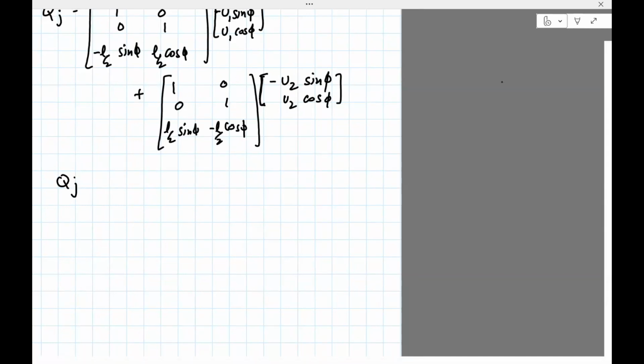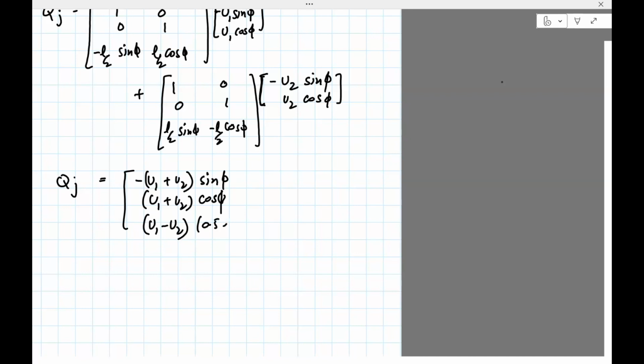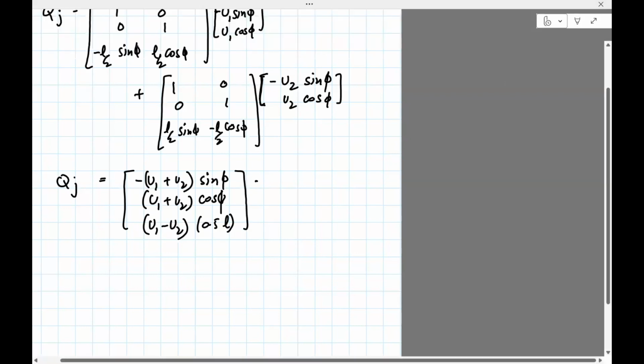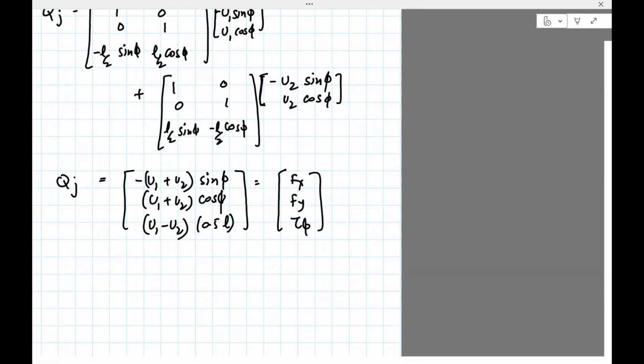Qj is minus (u1 plus u2) sine of phi, (u1 plus u2) cosine of phi, (u1 minus u2) times 0.5 L. Okay, so what we have here is the force in the x direction, force in the y direction, and the torque in the phi direction. So those thrust forces, the propellers, are actually producing these forces: a force in the x, force in the y, torque in the phi direction.